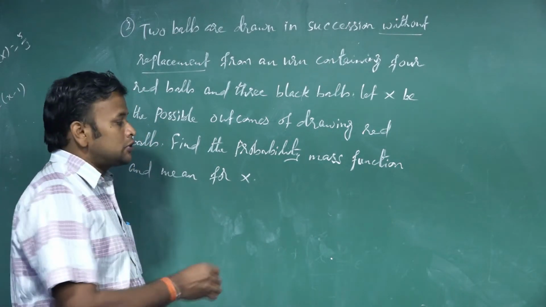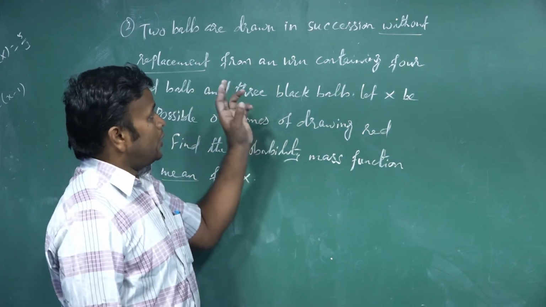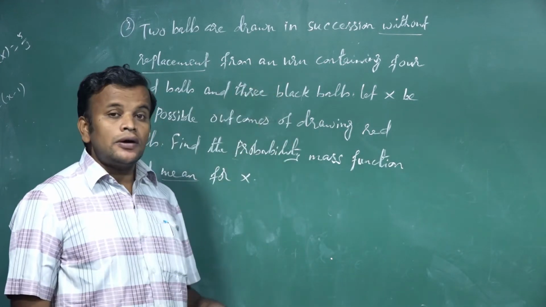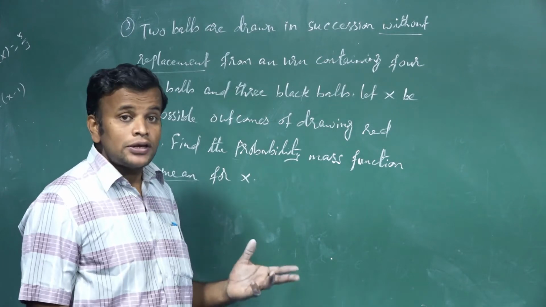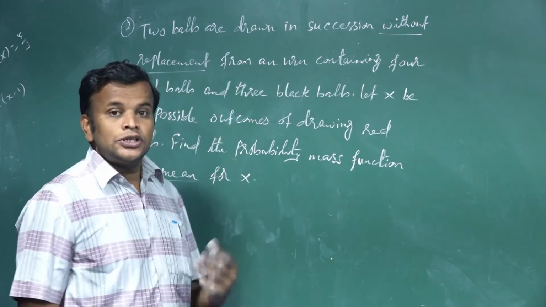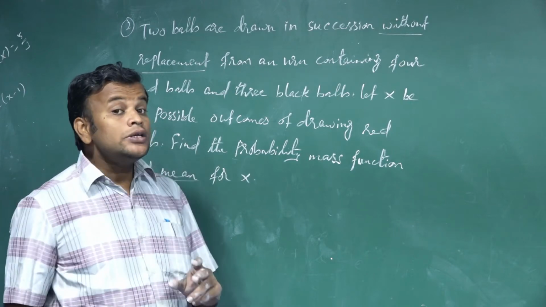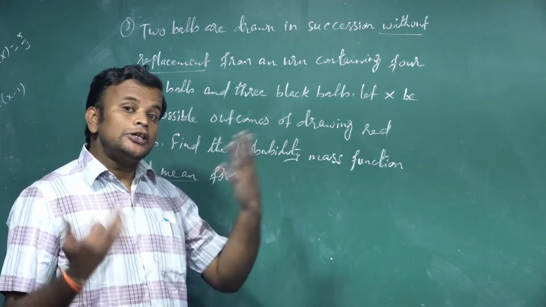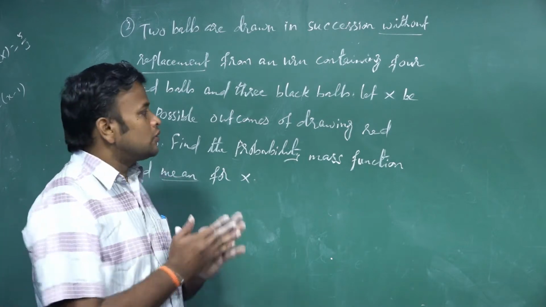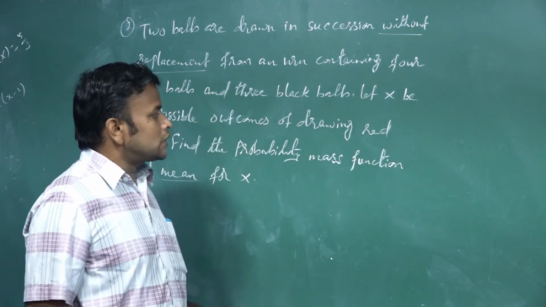There are 2 questions. The first one is the probability mass function and also the mean. Do you identify whether x is discrete or continuous? It is discrete, because how many balls will we take? Just 2 balls. The success is the outcome of a red ball. What is the maximum number of red balls? The total number of red balls is 4, so the maximum value possible is 4 only. Therefore, it is a probability mass function for a discrete random variable.